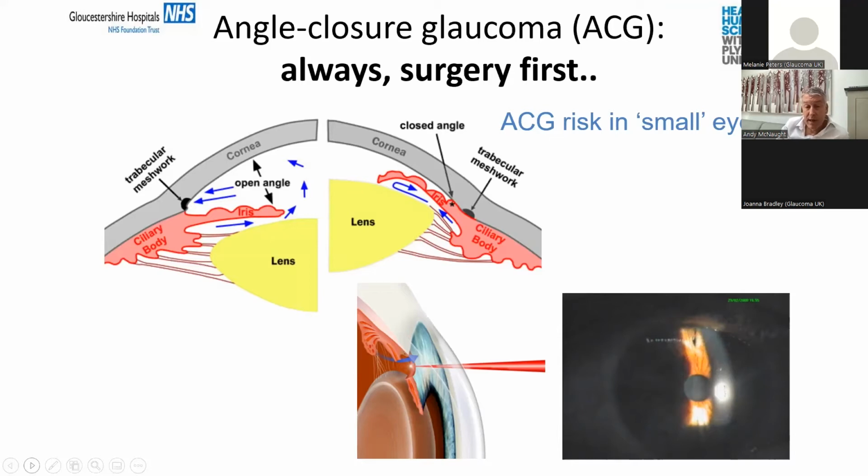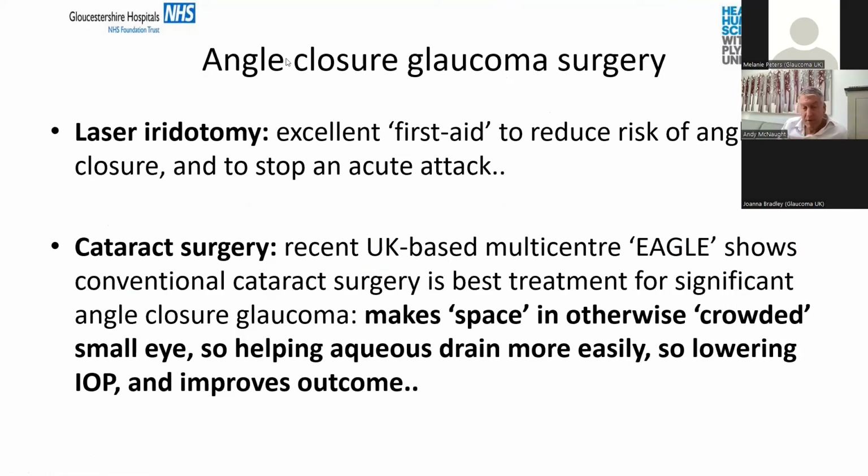And you can see at the bottom there how we often treat it, which is to make a little hole in the iris called an iridotomy, which allows a sort of a shortcut for the fluid to get through to the trabeculum, because the iris would otherwise be in the way. Next slide, thanks. So the treatment of angle closure glaucoma is mostly surgical. It involves laser treatment to make a hole in the iris.